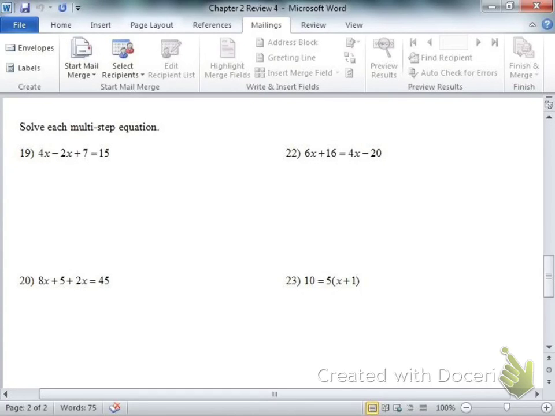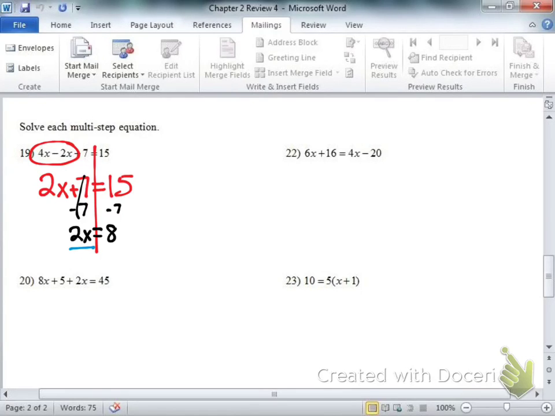So on number 19, are the x's together or apart? Yeah, they're on the same side. So I'm going to do 4x minus 2x. What does that give me? So I have 2x plus 7 equals 15. Now it is just a regular old two-step equation. You've got to subtract the 7. Very good. And then you have to divide by the 2. So I'm going to get a 4. What are your questions?